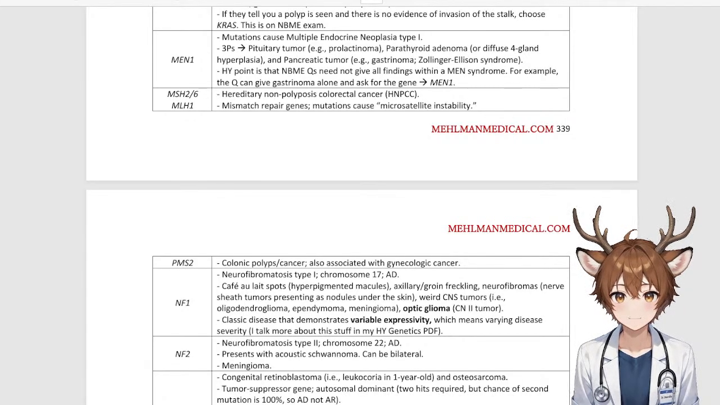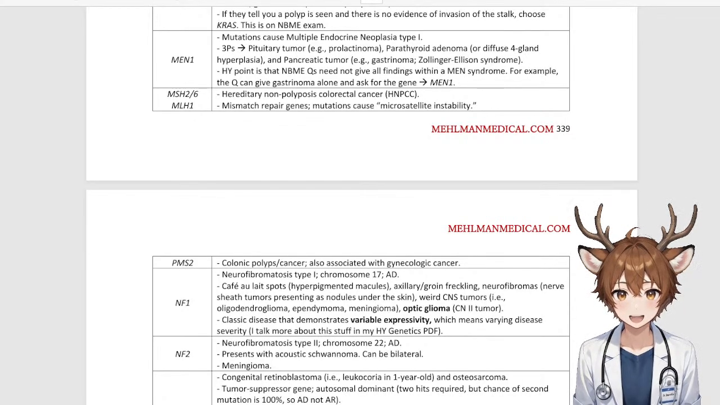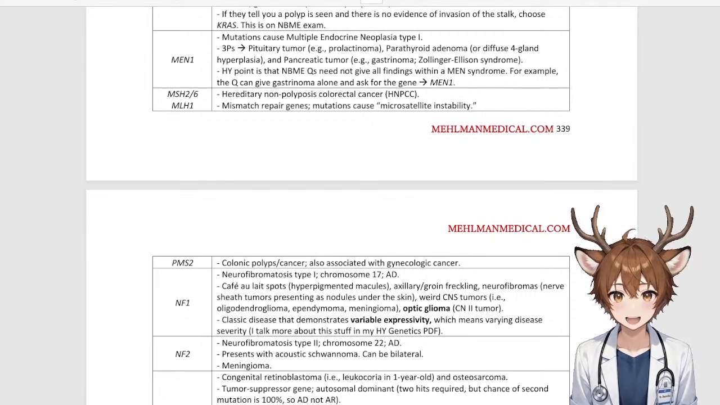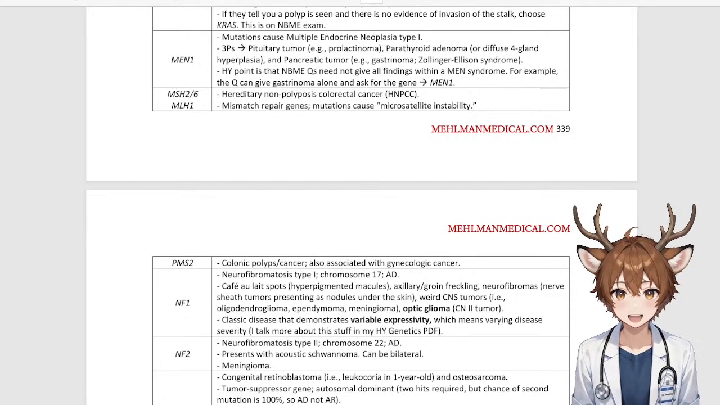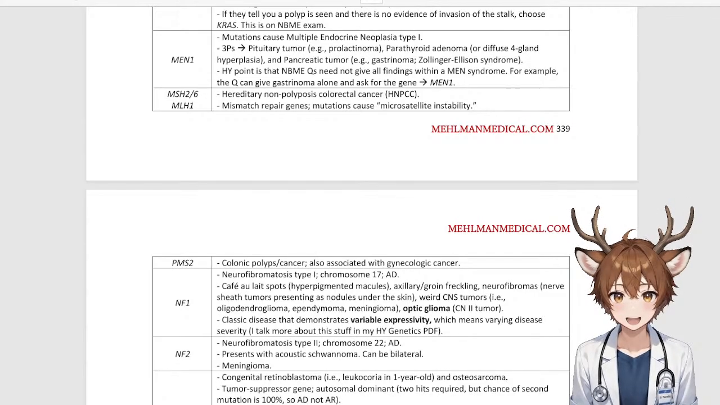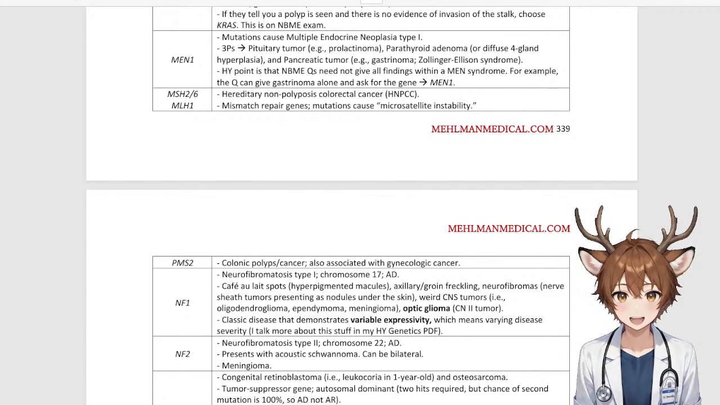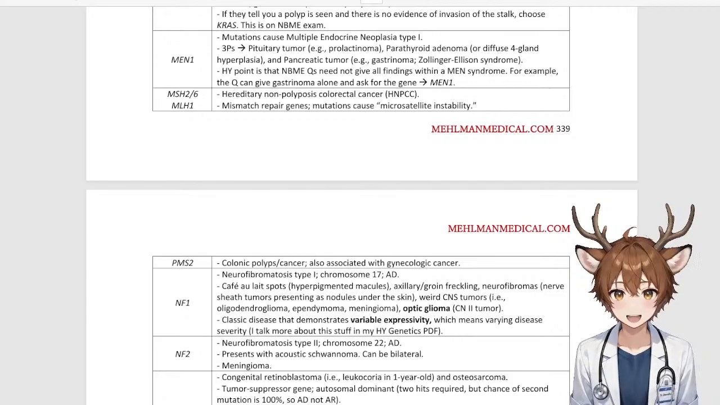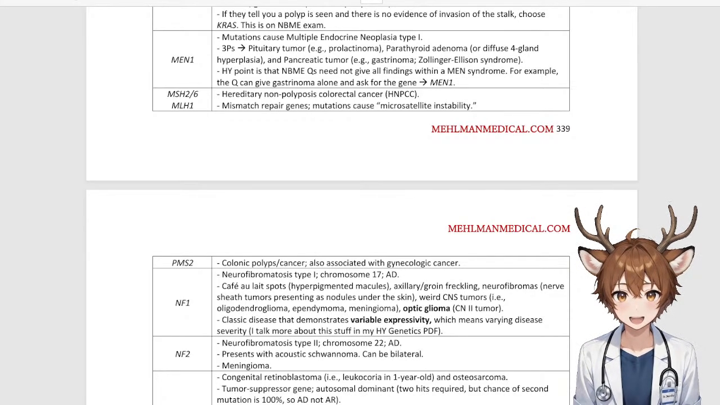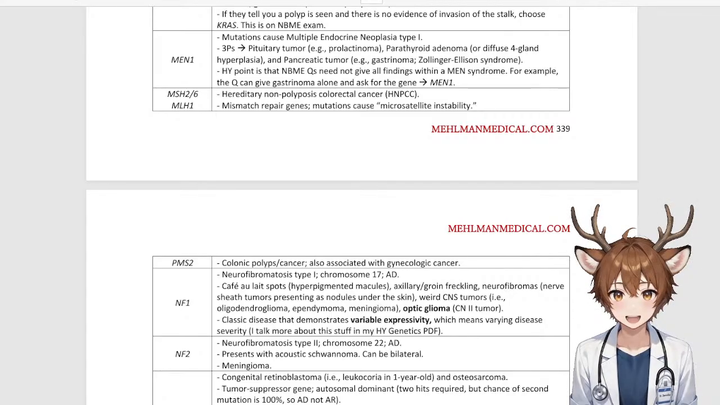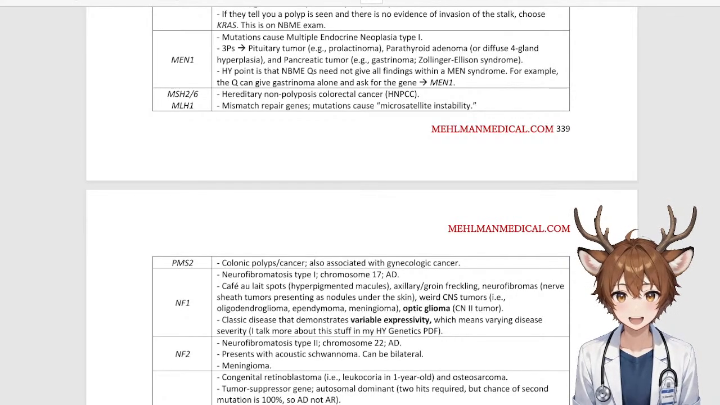MEN1. Mutations cause multiple endocrine neoplasia type 1, the 3 Ps: pituitary tumor or prolactinoma, parathyroid adenoma or diffuse foregut hyperplasia, and pancreatic tumor, gastrinoma, Zollinger-Ellison syndrome. A high-yield point is that NBME questions need not give all the findings within the MEN syndrome. For example, the question can give gastrinoma alone and ask for the gene, MEN1.